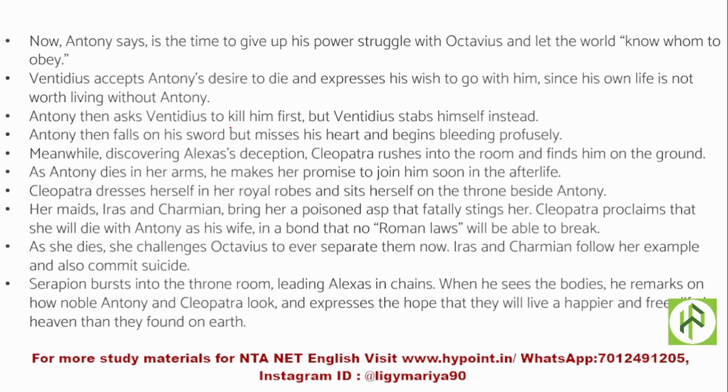Antony then asks Ventidius to kill him first, but Ventidius stabs himself instead. So Antony wanted to commit suicide. So Antony wanted Ventidius to kill him first, but he refuses to do so, and Ventidius stabs himself instead. Antony then falls on his own sword, but misses his heart and begins bleeding profusely. So what happens? Since Ventidius stabbed himself and died, Antony falls on his own sword.